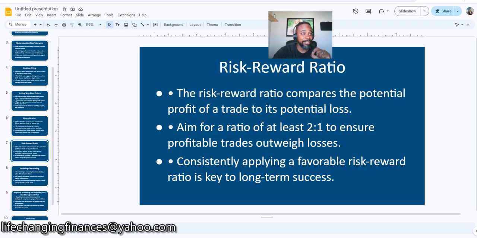Now, the risk reward ratio compares the potential profit of a trade to its potential loss. Aim for a ratio of at least 2 to 1 to ensure profitable trades outweigh losses. Okay. So consistently applying a favorable risk reward ratio is key to long term success.